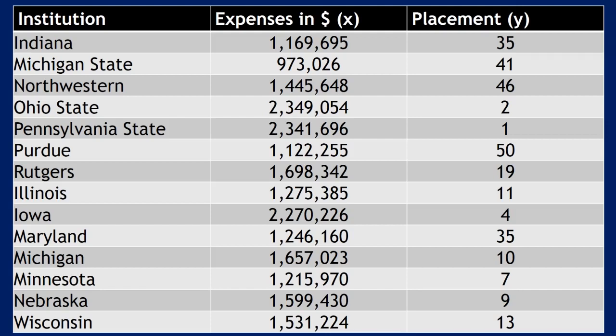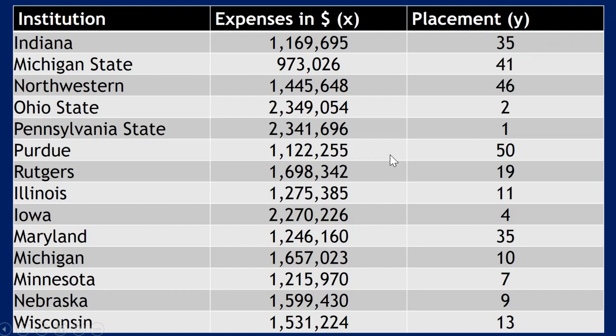So we look at all of the expenses. We're going to use that as our independent variable. Our dependent variable is going to be their place. Indiana spent a little over $1 million on the wrestling program. Michigan State spent a little bit under that. You can see Ohio State and Penn State spent the most. Iowa was third on that list.